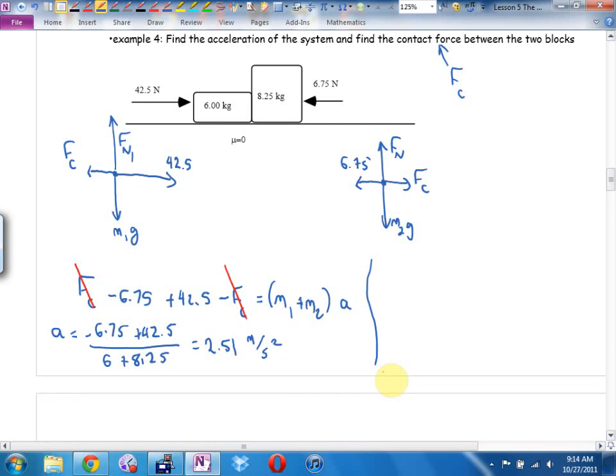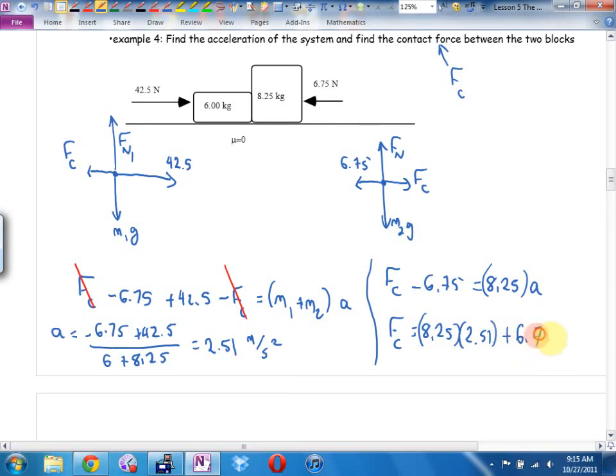Which one is the contact force in the winning direction? Yes, it is. Good. Excellent. So my equation is going to look like this. Winner minus loser equals 8.25 times A. Which A? The one that we just found. Contact force is going to be 8.25 times 2.51 plus 6.25. What's the contact force between these two surfaces?